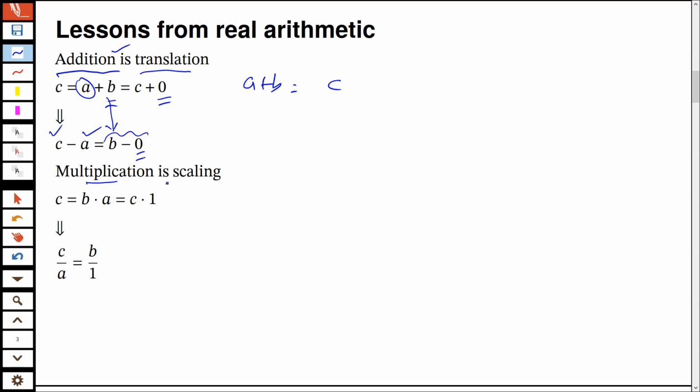And multiplication is a different game. It's called scaling, and it changes 1. If you start from A again and you go to C by multiplying by B, and you want to know what is the difference between A, where you started, and C, where you ended, as a result of this multiplication, that difference is actually a difference between B and 1. So you want to know what happened to 1. Remember this. In addition, you want to know what happened to 0, and in multiplication you understand this by trying to answer what happened to 1.